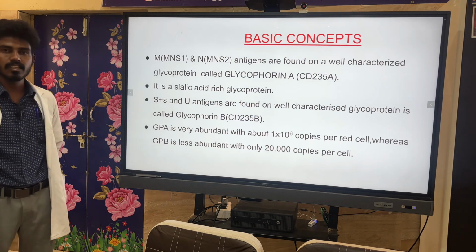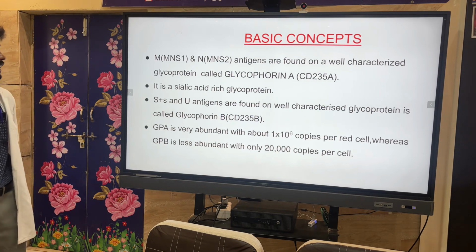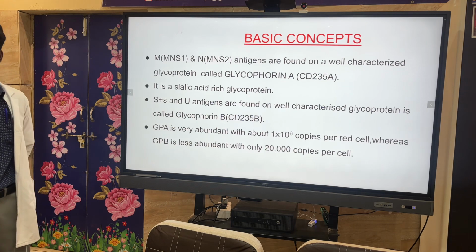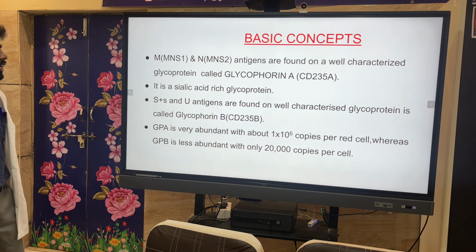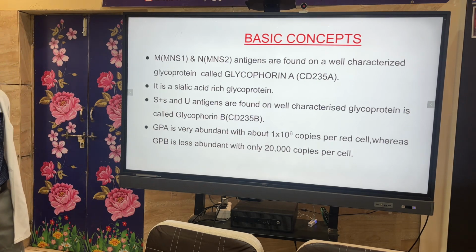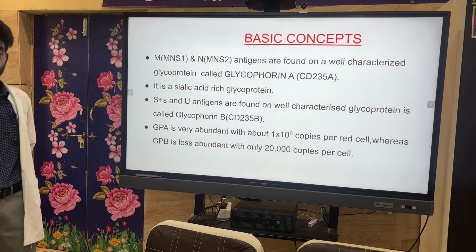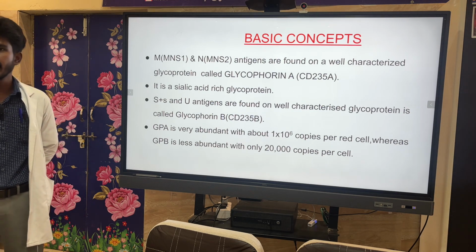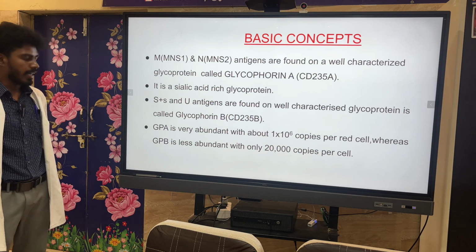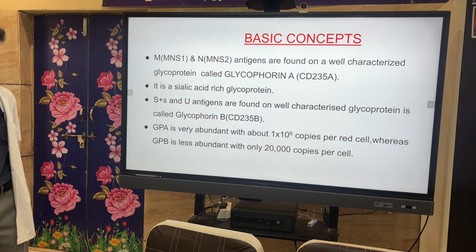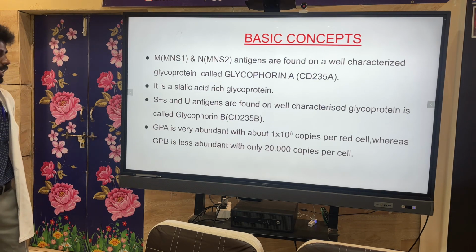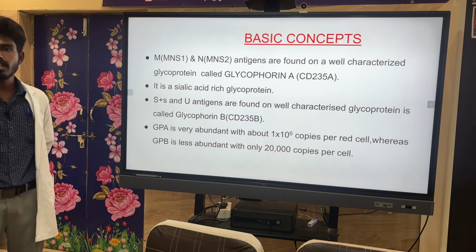M and N antigens are found on a well-characterized glycoprotein called glycophorin A. The CD number is CD235A. Glycophorin A is a sialic acid rich glycoprotein. Capital S, small s and U antigens are found on a well-characterized glycoprotein called glycophorin B, CD235B. Glycophorin A is very abundant with about 1 x 10^6 copies per red cell. Glycophorin B is less abundant with only 20,000 copies per cell.